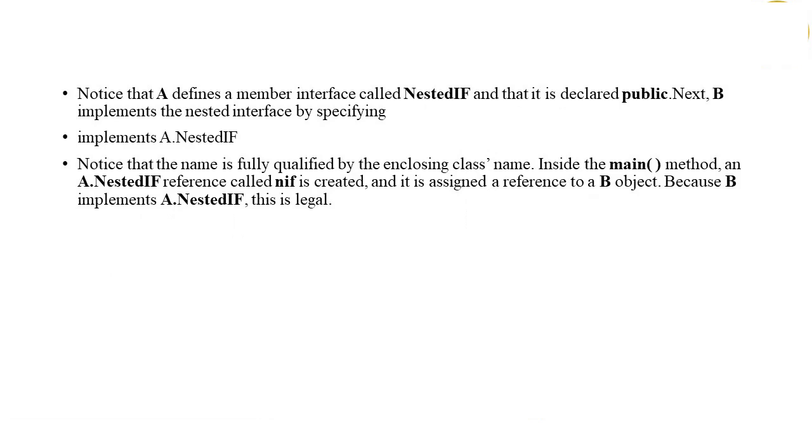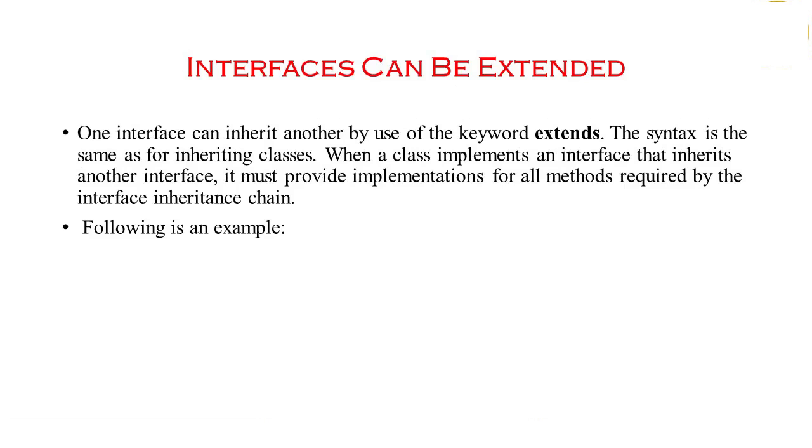Notice that A defines a member interface called NestedIF, and that it is declared public. Next, B implements the nested interface by specifying implements A.NestedIF. Notice that the name is fully qualified by the enclosing class name. Inside the main method, an A.NestedIF reference called nif is created, and it is assigned a reference to a B object. Because B implements A.NestedIF, this is legal.